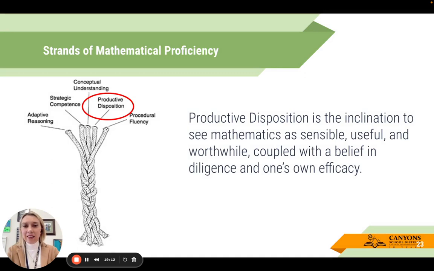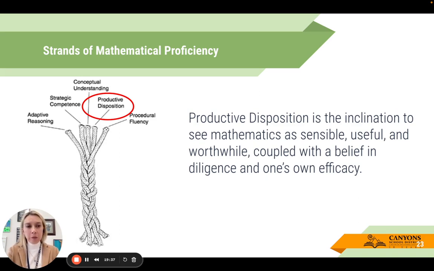And finally, our last one. This one is so, so, so important. They're all important, but this is really how you feel about math. All right, so this is how students see themselves as mathematicians in your classroom. So this idea of productive disposition is the inclination to see mathematics as sensible, useful, and worthwhile, coupled with a belief in diligence and the student's own efficacy.